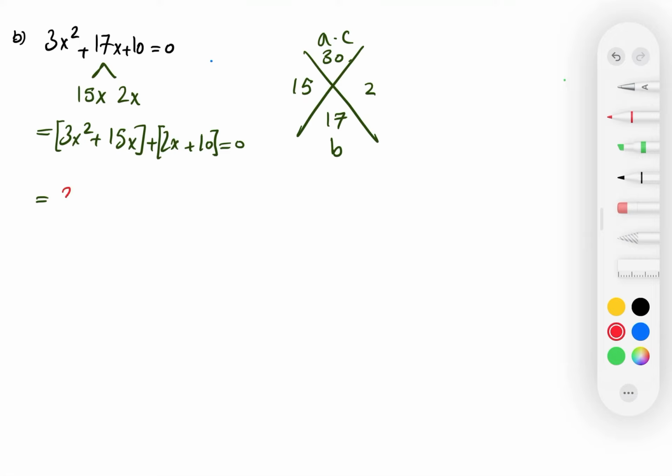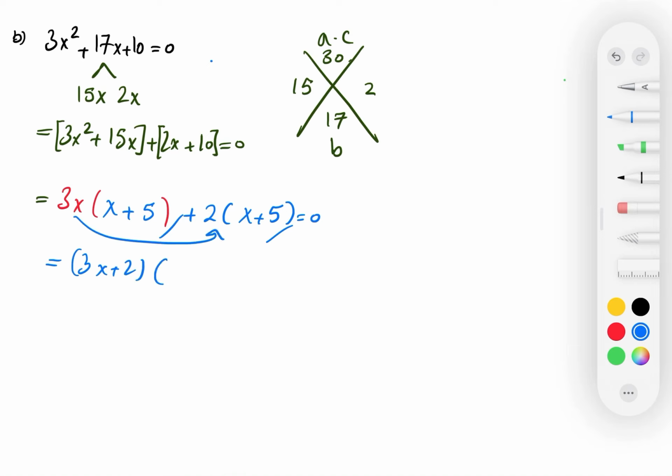Now you just factor out the common terms. That would be 3x, and what is left on the inside is, what multiplies with 3x to give you 3x squared? That would be x. And what multiplies with 3x to give you 15x? That's 5. Then out of the other bracket, you can also factor out 2, which would give you x plus 5. Now, these two are just repetitive. You don't have to write them twice. You just write 3x plus 2. That's the other factor. And the other one is obviously x plus 5.